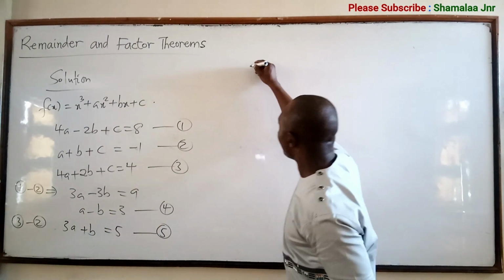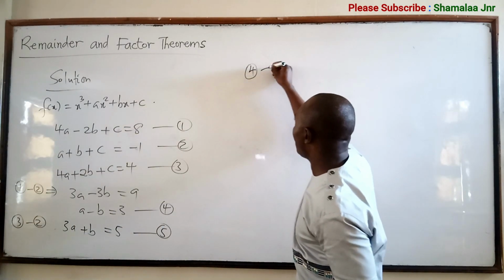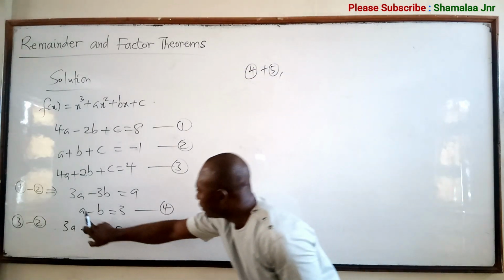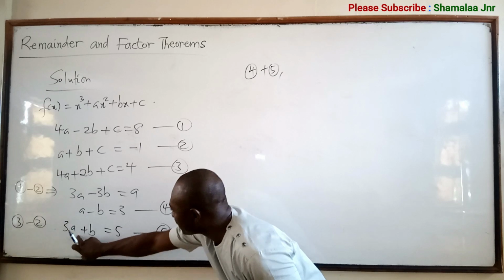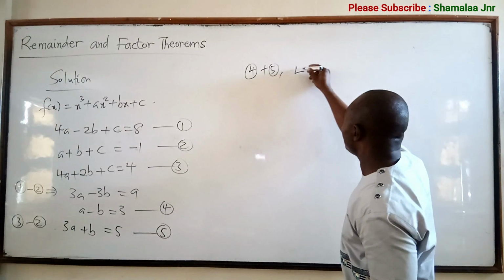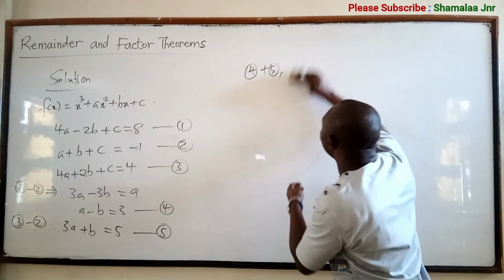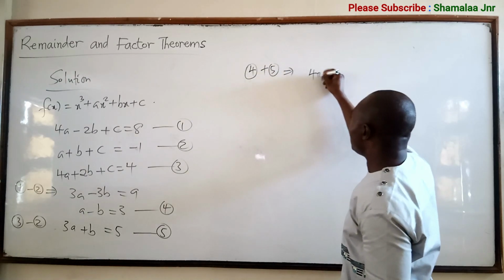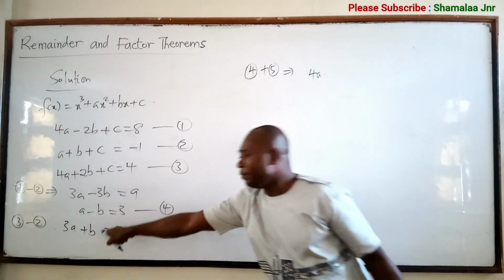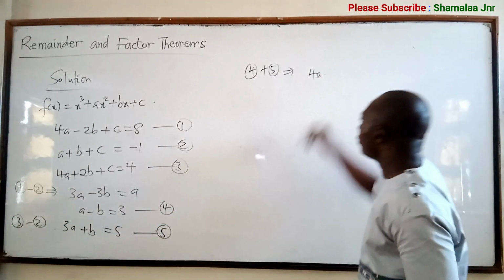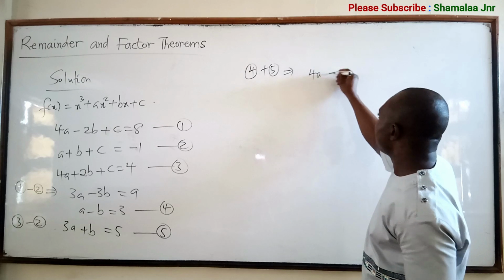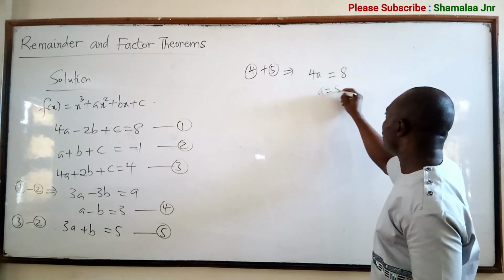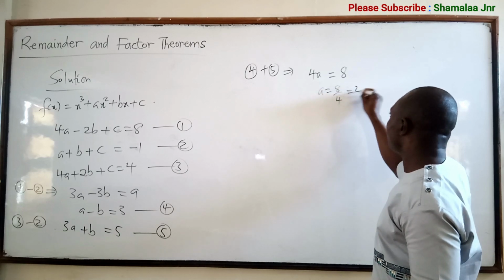You can say equation 4 plus equation 5. So when you do that, this one will be a plus 3a, that is 4a. So equation 4 plus 5 implies this will be 4a. Now negative b plus b will go to 0. And this is equal to 3 plus 5, 8. So a is equal to 8 over 4, and this is equal to 2.